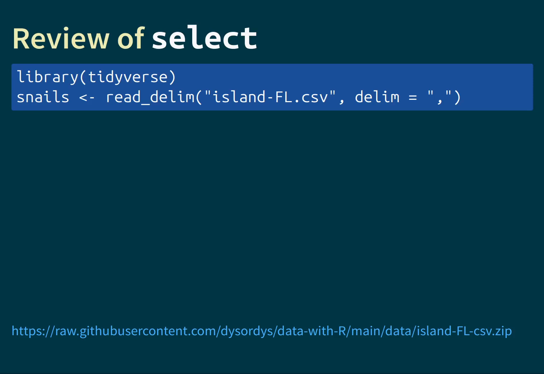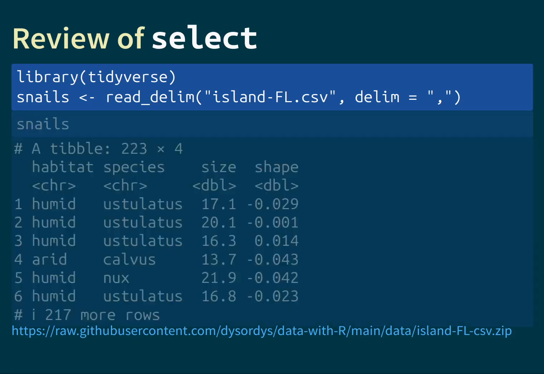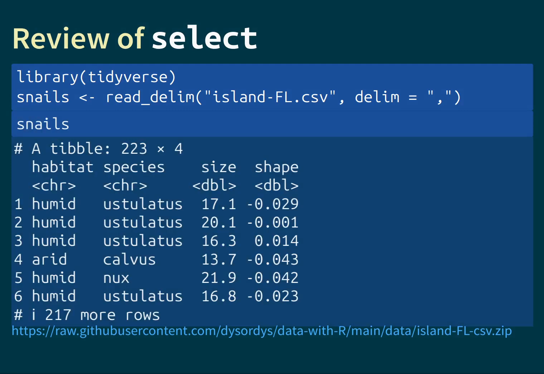So just as a quick review of how select works, we first have to load the tidyverse because the select function is part of that. Then we load our good old friend, the Galapagos land snail dataset, and assign it to the variable snails, so that variable looks exactly the way that we're used to. It has 4 columns, habitat, species, size, and shape, and it has 223 rows, each corresponding to a single snail individual.